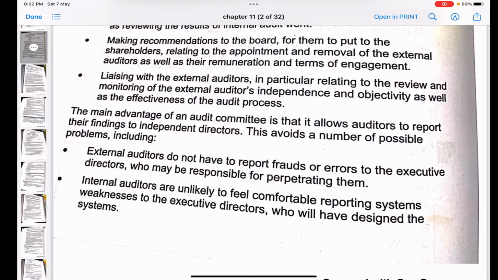Liaising with external auditors, in particular relating to review and monitoring the external auditors' independence.